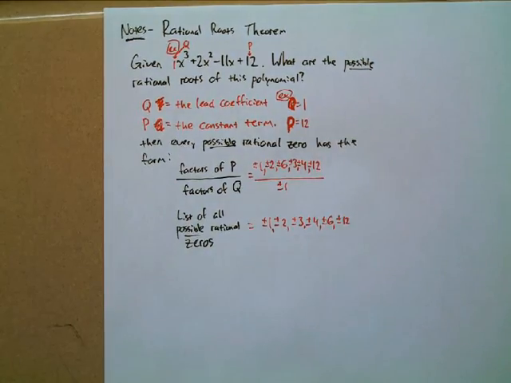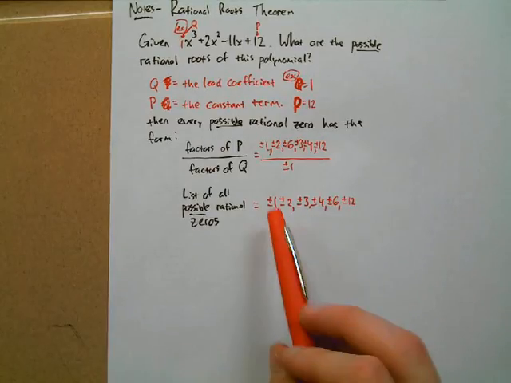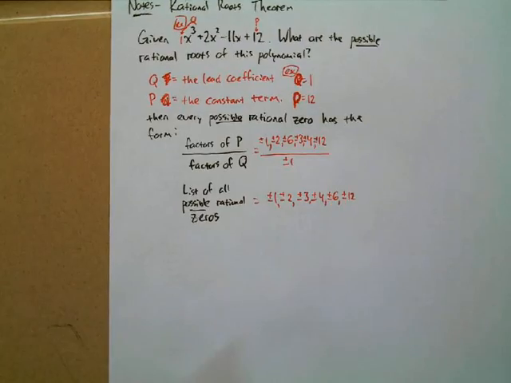So, yes, there are 2, 4, 6, 8, 10, 12. There are 12 guesses that we could make here. Okay? If we're really bad guessers. There are 12 guesses that we would have to make to see if they work. Okay? But those are all the possible rational zeros.